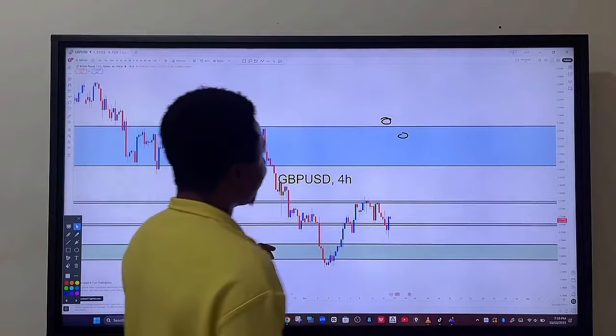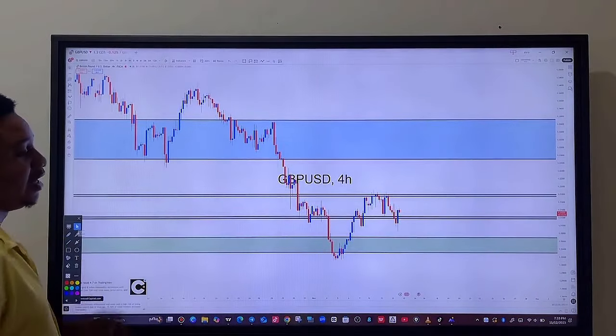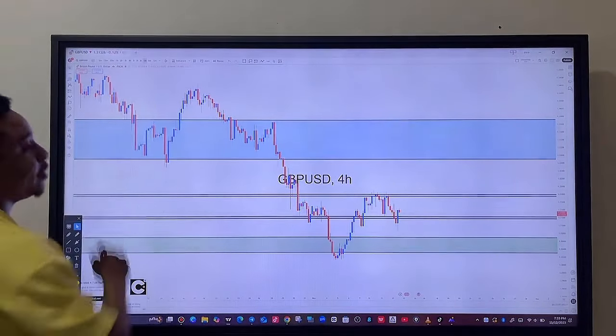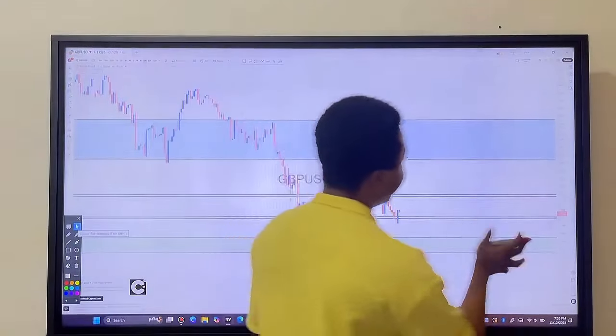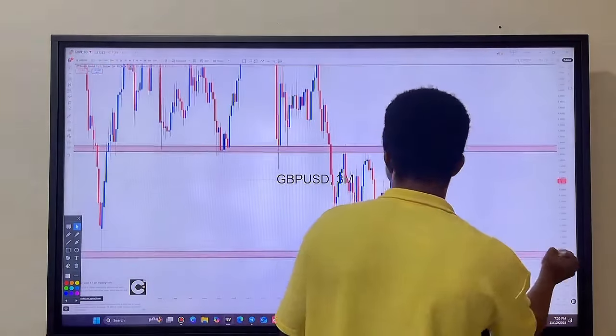All right, so this is GBP USD. Let's break it down. Now GBP USD, let's take it to the 3 months time frame and then begin with the breakdown of this pair.